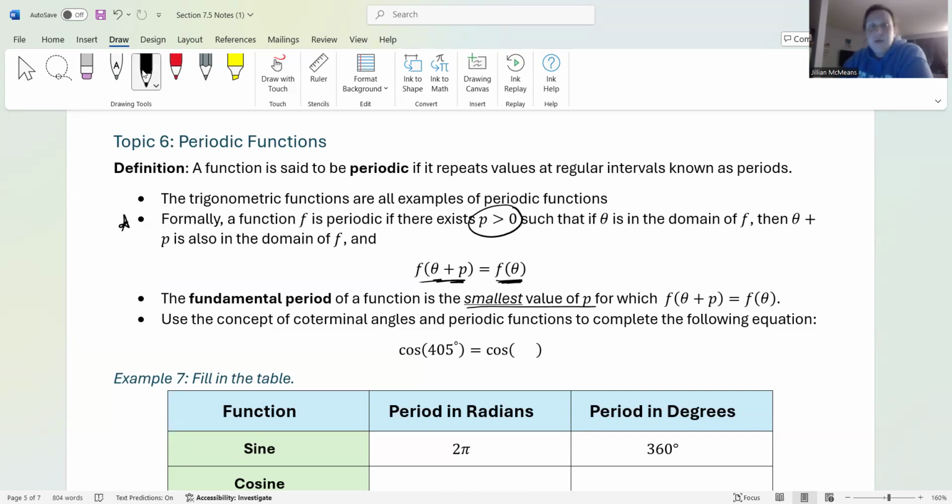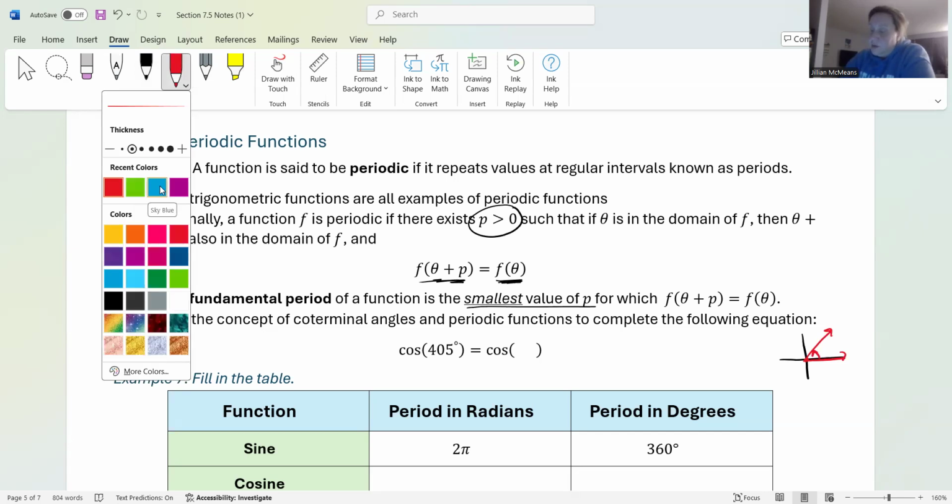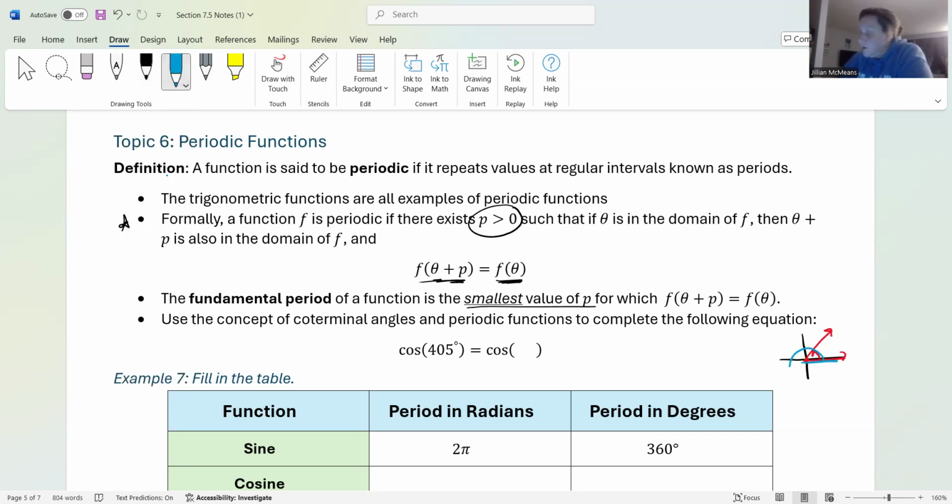Okay. So we use this concept of coterminal angles and periodic functions to complete the following equation. We know that coterminal angles are angles that have the same terminal side. So if I have a little drawing over here, and I have an angle like such, and then I have another angle like such, those two angles are coterminal. They have the same terminal side. And that's what happens with this idea of a period. You're going to keep ending up at that same spot.